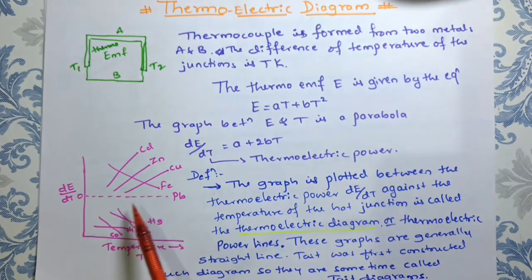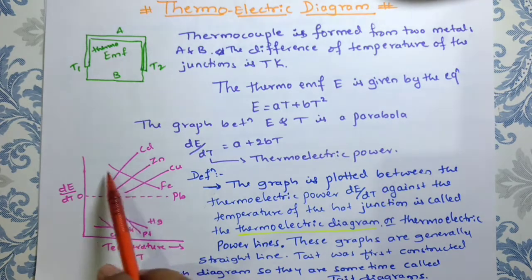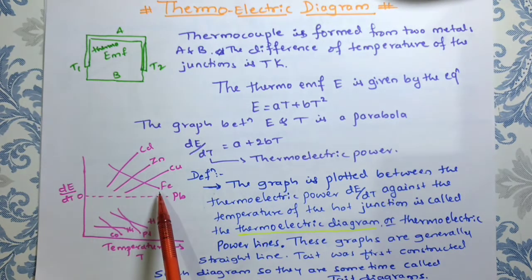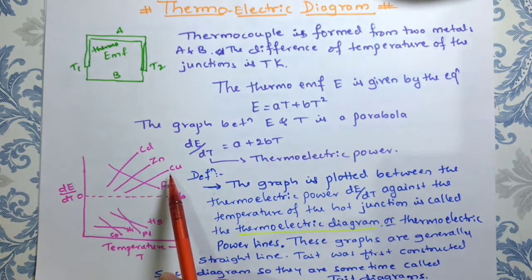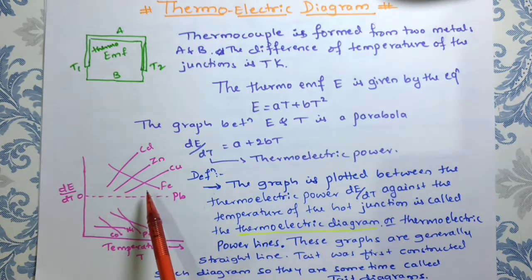We may also call these thermoelectric power lines, and these graphs are generally straight lines. Just look at this one: iron, cadmium, zinc, cobalt. These are all straight lines. The first person, Tait, constructed such diagrams, so sometimes we call it a Tait diagram.